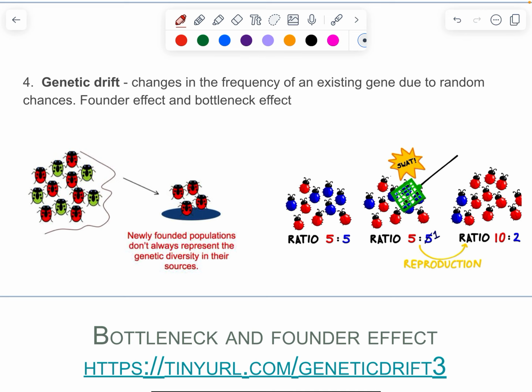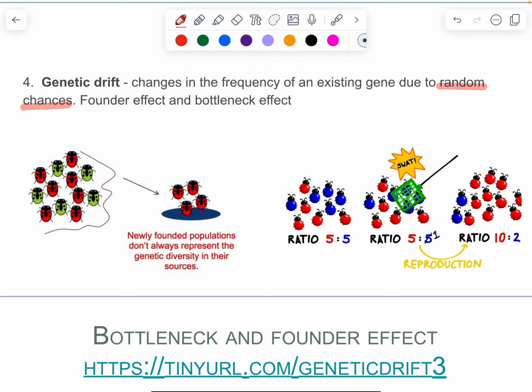Genetic drift, that's the fourth force. Now genetic drift refers to any changes that happen in the frequency of an existing gene in a population due to random chances. The key word here is random chances. There are 2 different types of genetic drift. They're founder effect and bottleneck effect. Let's talk about each one.